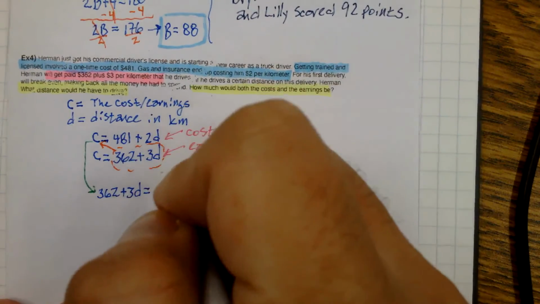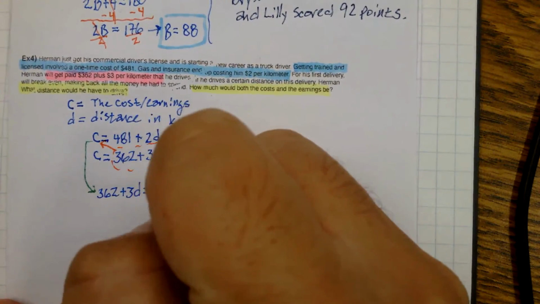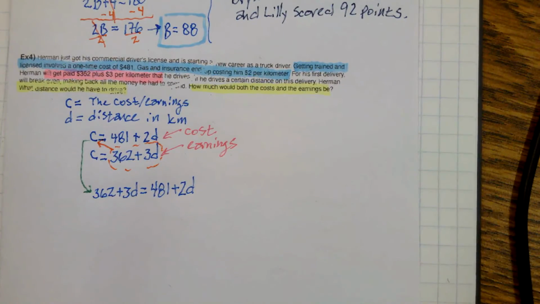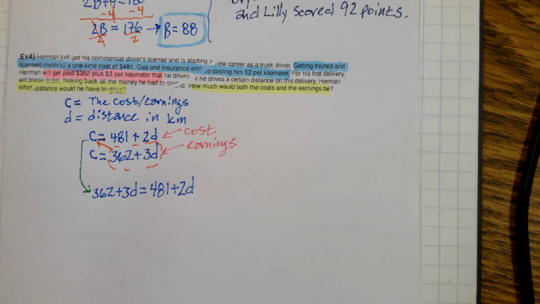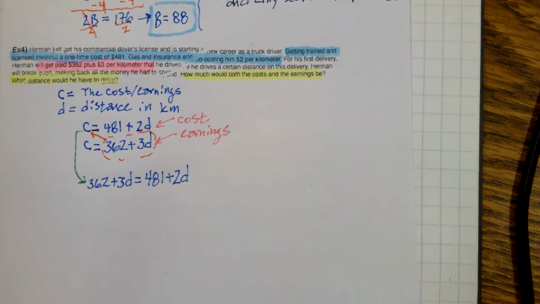equals 481 plus 2D. And that's the break-even point. Okay, this is where they break even. You see where it says we'll break even. This is what we're talking about.